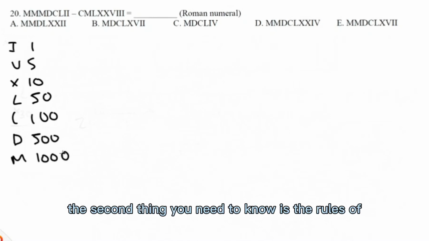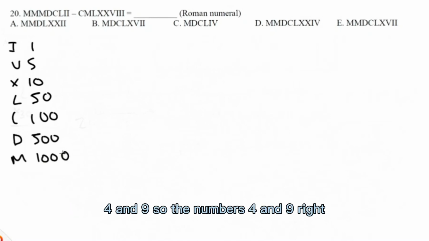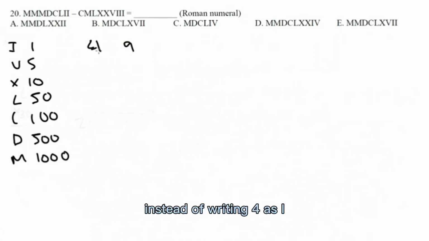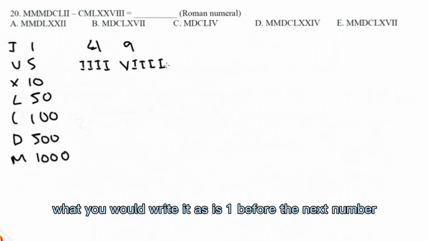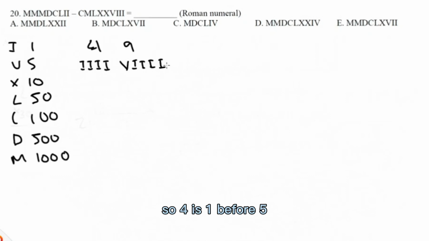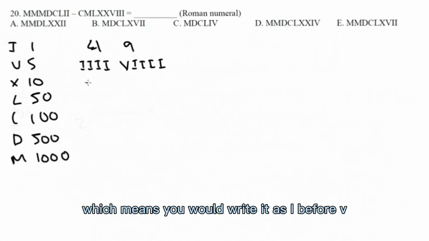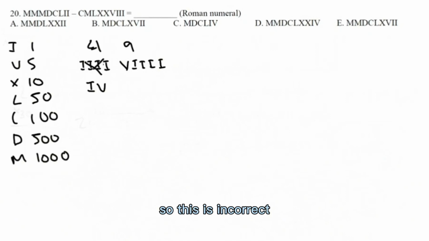The second thing you need to know is the rules of 4 and 9. So the numbers 4 and 9, right? Instead of writing 4 as IIII, which is 4 ones, or 9 as VIIII, which is 5 and then 4 ones, what you would write it as is 1 before the next number. So 4 is 1 before 5, which means you would write it as I before V. So this is incorrect. You should write it like this. And 9 will be written as 1 before 10, which is I before X. So this is incorrect and this is correct.